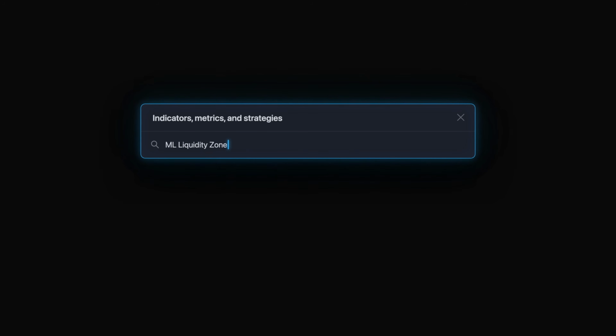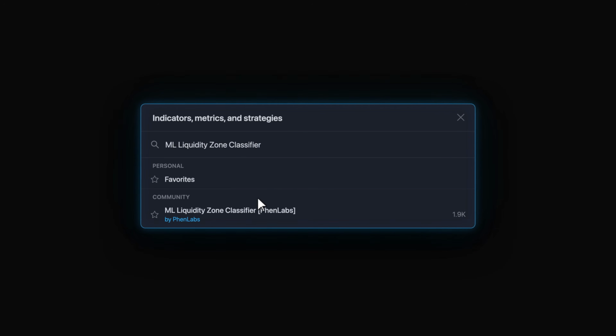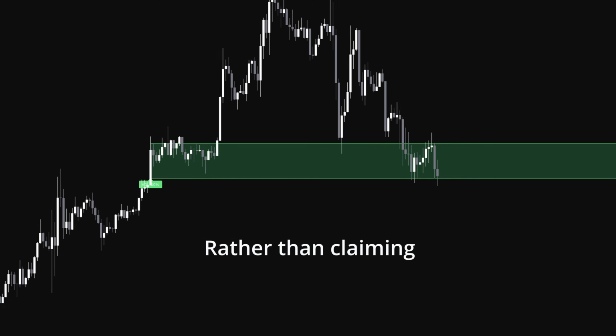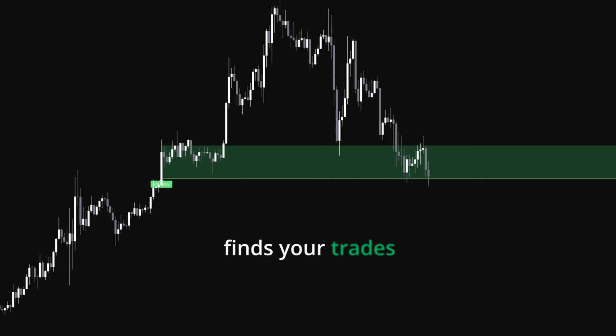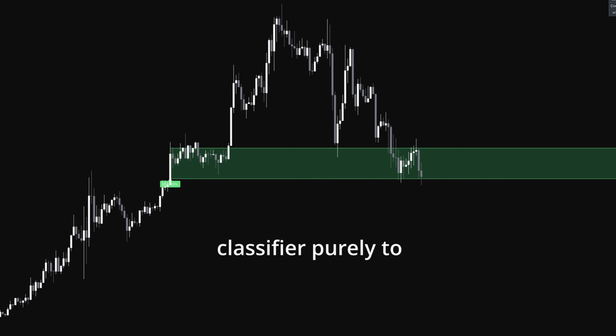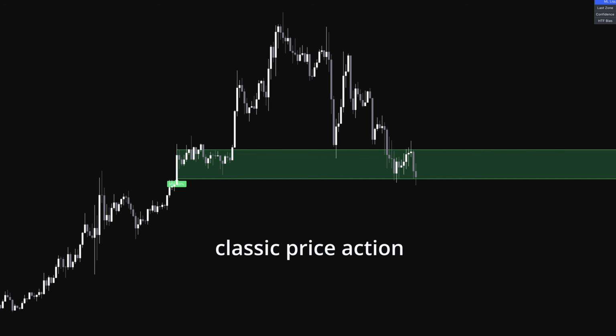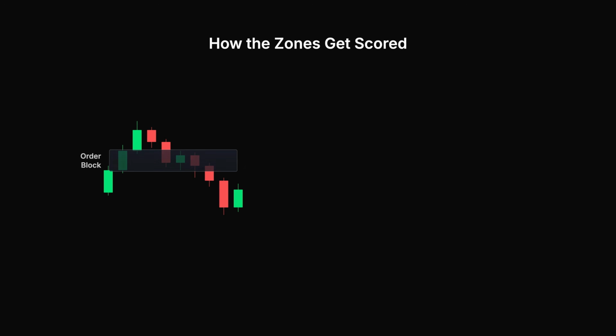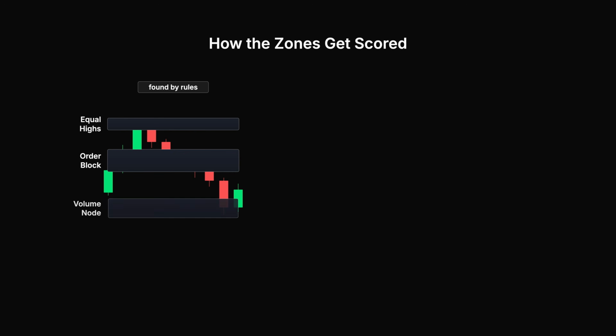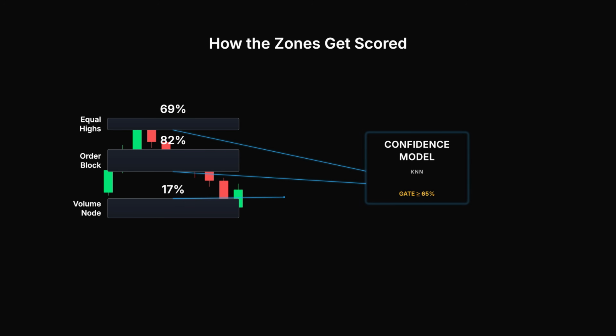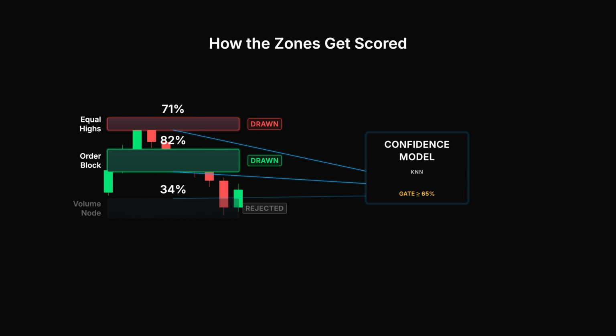ML Liquidity Zone Classifier, created by FenLabs, takes a different and more honest approach to the AI label than most. Rather than claiming the machine learning finds your trades, it uses a classifier purely to score zones that are detected by classic price action rules first. Order blocks, equal highs and lows, and high-volume nodes are found the traditional way, and the model only decides how much confidence each one deserves before it gets drawn.